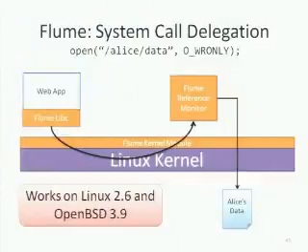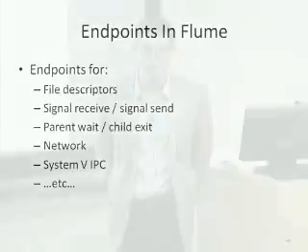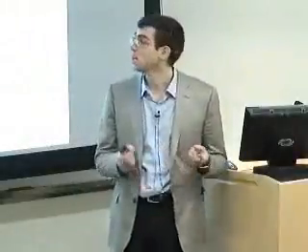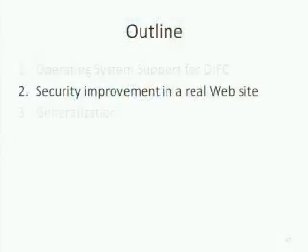And one of the advantages of building it this way is that we've actually gotten it working on 2 different systems, Linux and OpenBSD. And of course, we're interested in as many other platforms as people are interested in talking about as well. And just to tell you where endpoints fit into the story here, we roughly have endpoints corresponding to things like file handles, signals receive, signal send, child exit, parent wait, network, System V IPC, et cetera. So we're able to just use this abstraction of endpoints to cover a lot of the communication channels on Unix. All right, so let's start talking about a real web application to figure out how these pieces work in practice. Yes?